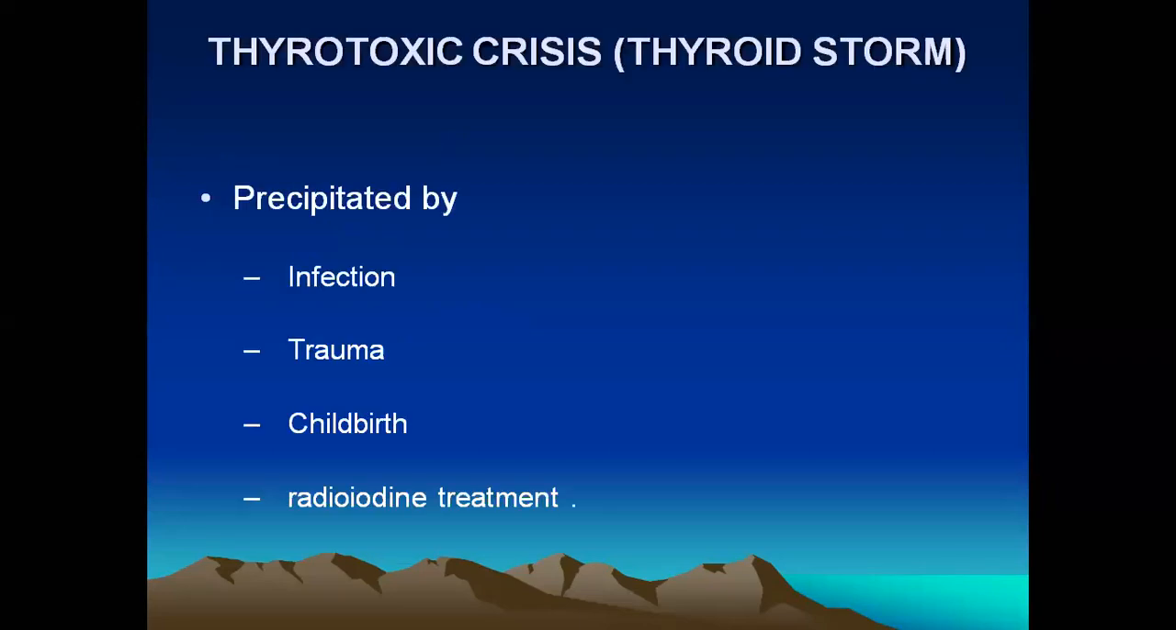Now there is a thyrotoxic crisis, that is thyroid storm. Sometimes a diagnosed patient stops medication, or sometimes the patient does not have an idea what is happening with him, so he has to face a lot of problems. This occurs in those patients who have thyrotoxicosis. It is precipitated by infection, trauma, childbirth, then radioiodine therapy. Sometimes you give radioiodine therapy, and if the patient has not been made euthyroid, then this will cause release of the hormone and this causes thyroid crisis.